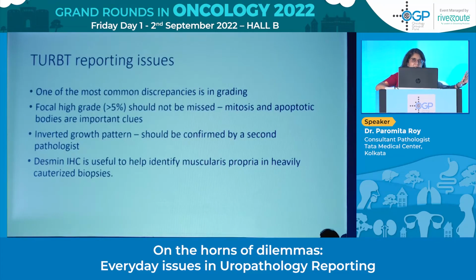So the guidelines in Western countries, when calling a non-invasive tumor or an inverted growth pattern, say you should get two people to dual sign out, or two people to verify before you call that, especially for the high-grade urothelial carcinomas. And I wanted to share this: Desmin IHC, we found it quite useful.